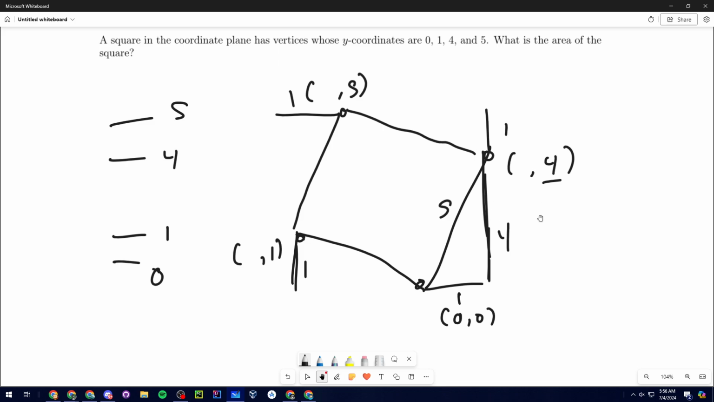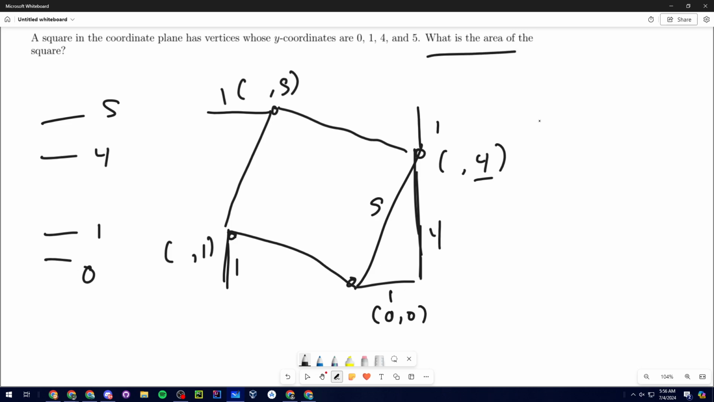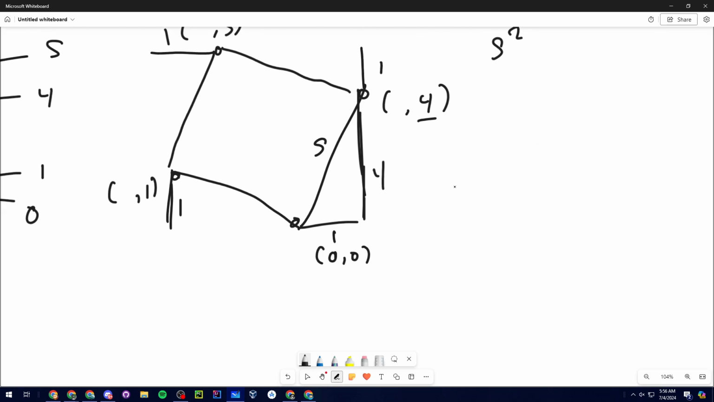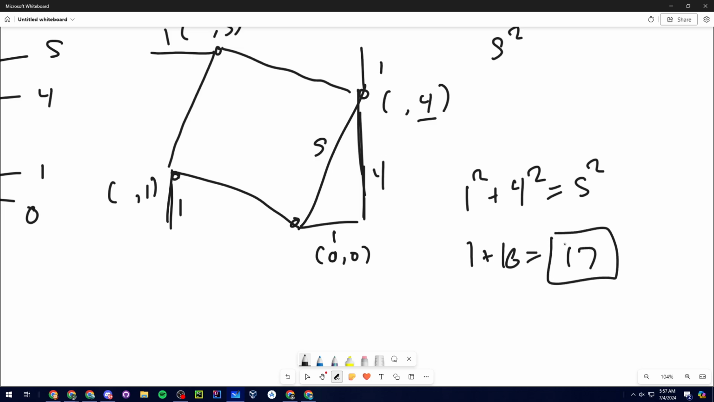What is the side length of the square? More specifically, the area of this square, so that's just s squared. And using the Pythagorean theorem, 1 squared plus 4 squared is s squared. So 1 plus 16 is equal to your answer, which is 17.